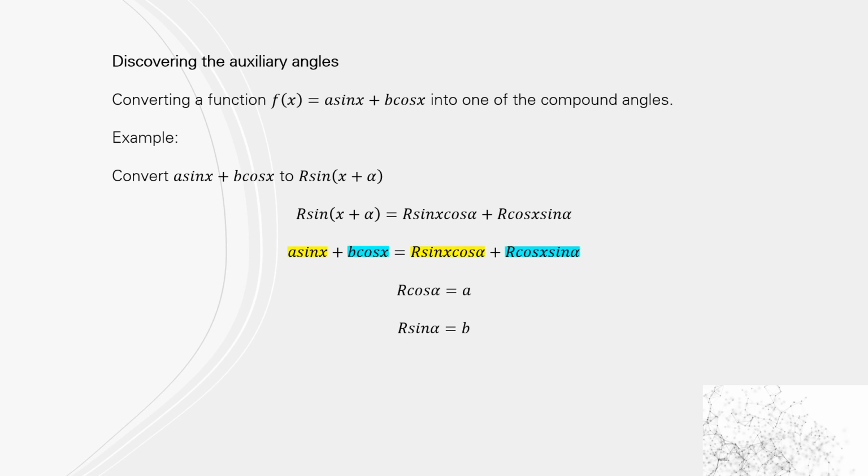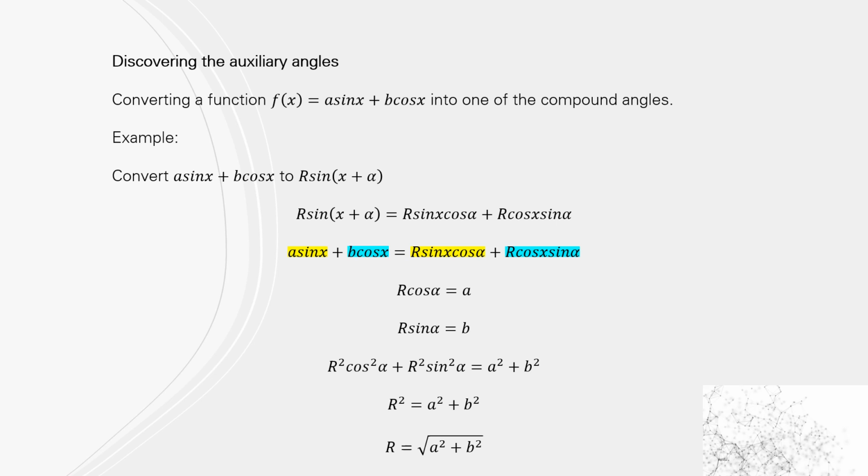So you'll notice that the coefficient of sine x on the left-hand side is a, and the coefficient of sine x on the right-hand side is r cos alpha. So r cos alpha is equal to a, and for the blue part, the coefficient of cos x is b, and the coefficient of cos x is r sine alpha. So r sine alpha is equal to b. So this is how we go about doing it as a proof.